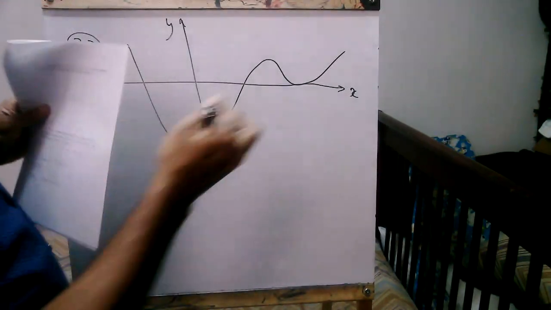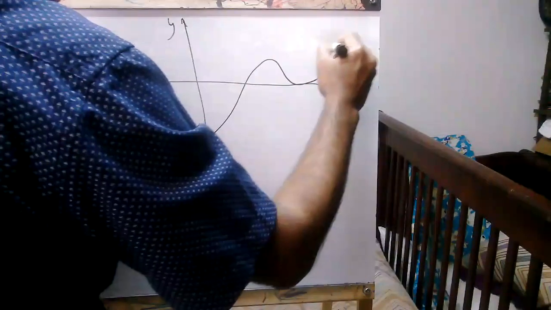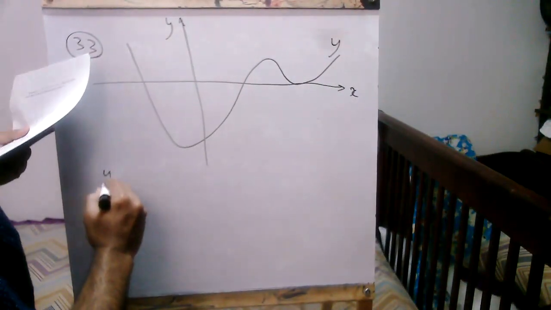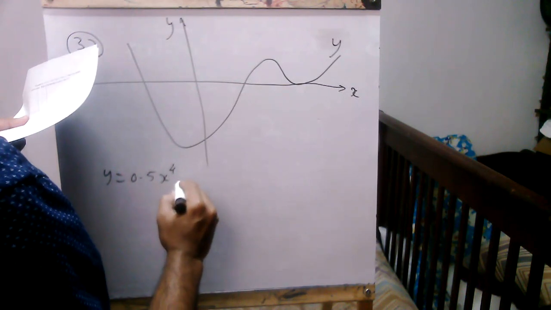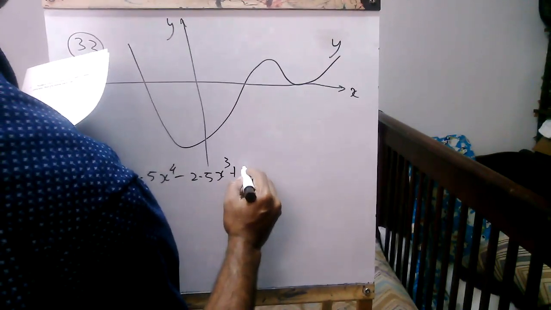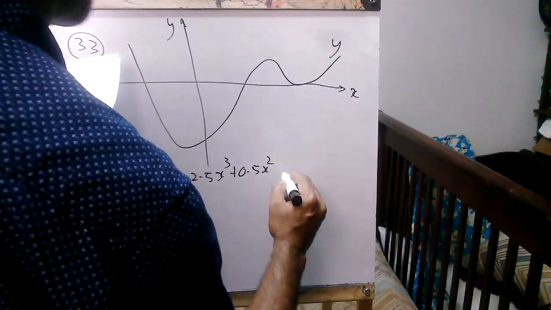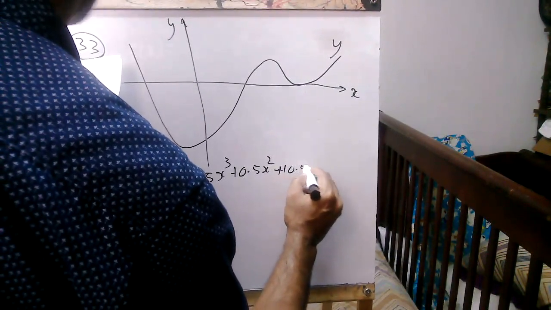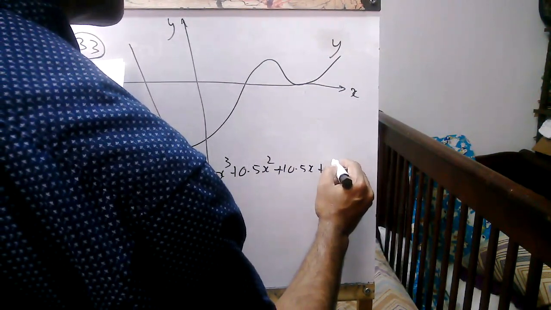Now, looking at this graph, with whatever the equation of it is given, y, not x, y is equal to 0.5x to the 4 minus 2.5x to the 3 plus 0.5x squared plus 10.5x plus k. Right.